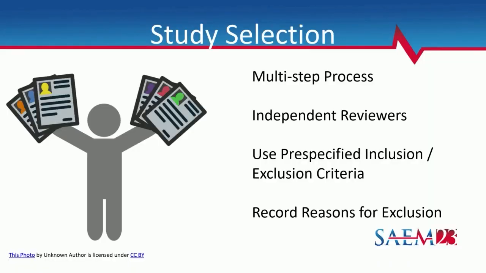And so study selection, that's going to be important. Once you identify the database and the search strategies, you're going to get an output of 100, 500, 1,000, 10,000 studies.